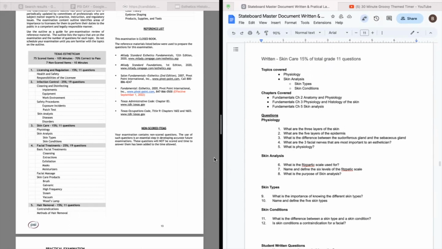What does physiology stand for? So the vocabulary is going to be really big from these 3 chapters, as well as understanding the layers and the functions of the skin. So anatomy and physiology and histology of the skin.